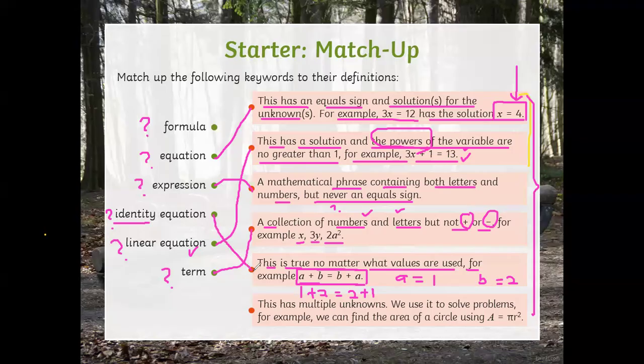Do you understand? We have a name for such a thing. Okay. Now let's go to the last one. This has multiple unknowns. We use it to solve problems.